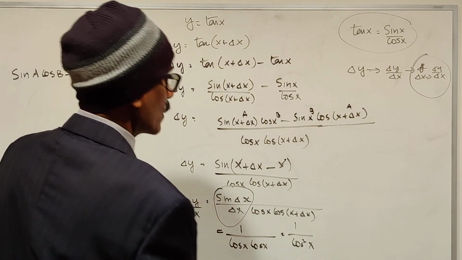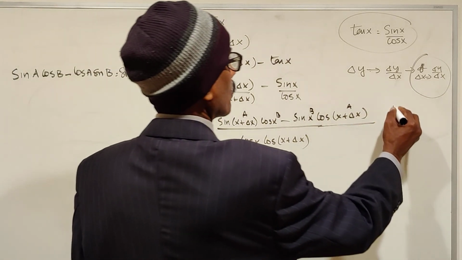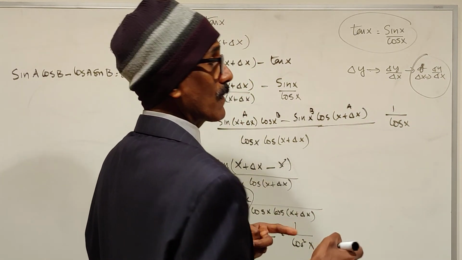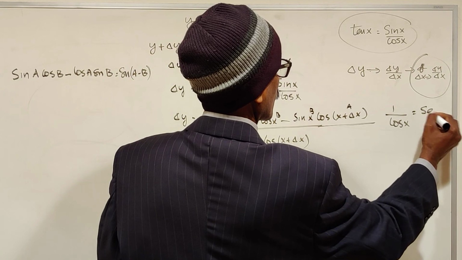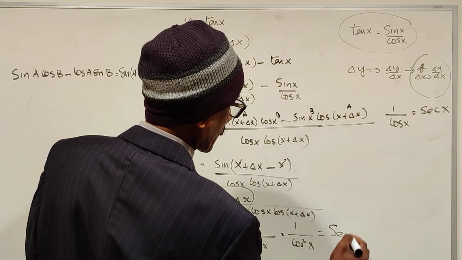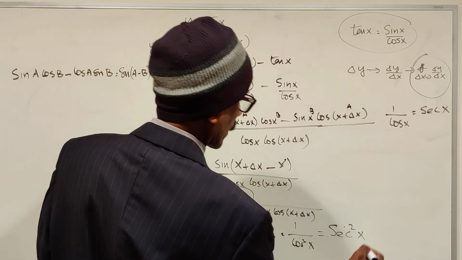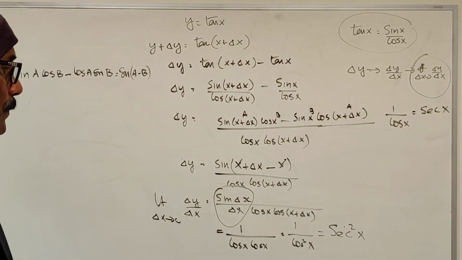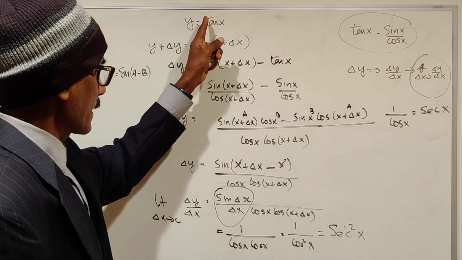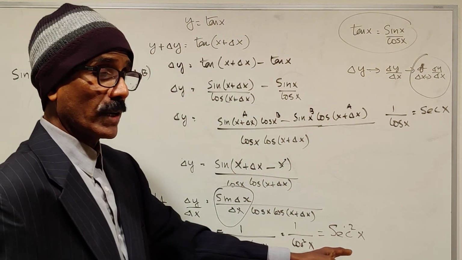What is 1 by cos square x? 1 by cos x, the reciprocal of cos x, is sec x. So here it is sec square x. So this is the derivative of tan x. The derivative of tan x is sec square x.